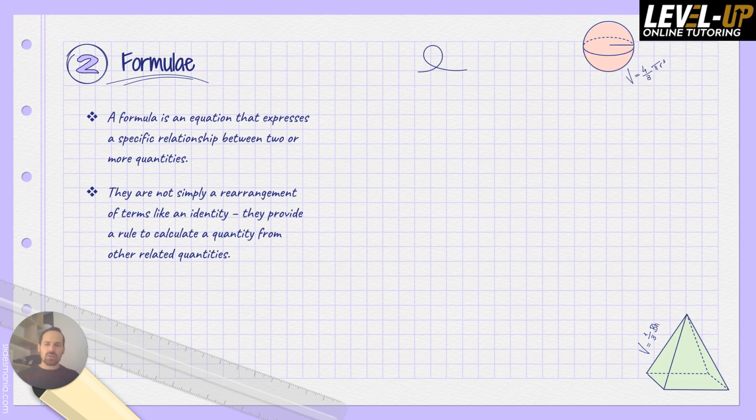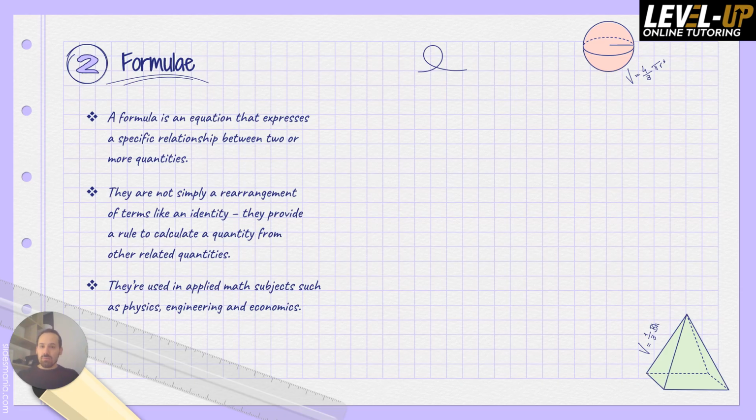So they're not simply a rearrangement of terms like an identity. It's something we would try and solve, but they provide a rule of how one variable is related to other unknowns. And so if we know what those other values are, we can then use that formula to calculate the one that we're focusing on. They're used in many applied math subjects such as physics, engineering, economics, but the list goes on. You'll encounter formulas well beyond actual mathematics.